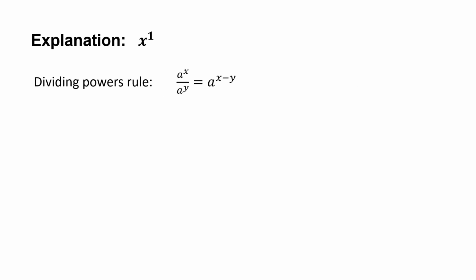So we can use this rule to derive x to the power of 1. If we take 2 as an example and we have 2 cubed over 2 squared, well, using this rule, this is equivalent to 2 to the power of 3 minus 2, which is 2 to the power of 1.